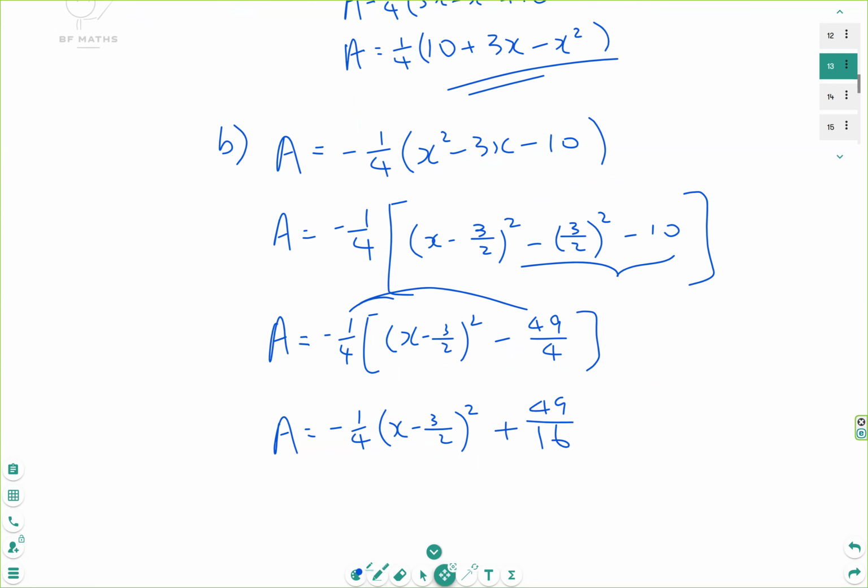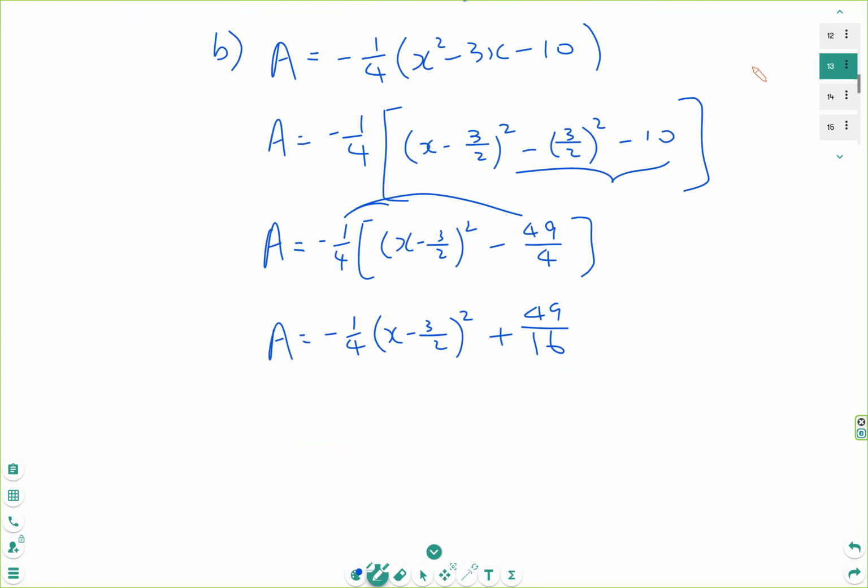So what's the maximum value or the turning point? In this case it's a maximum point, because if you look at this quadratic, it's a negative x squared. Negative x squared means it's an n shape, and an n shape means we have a turning point that is a maximum. Think about GCSE: the turning point will be this value, the opposite, which is 3 over 2, and this value as it is, 49 over 16.